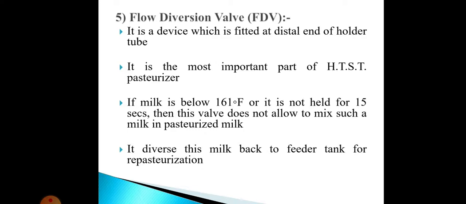So it is the very important work of the FDV that if the milk is below 161 degrees Fahrenheit or it is not held for 15 seconds, then the valve does not allow such milk to mix with the pasteurized milk, and it diverts this milk back to the feeder tank for re-pasteurization.